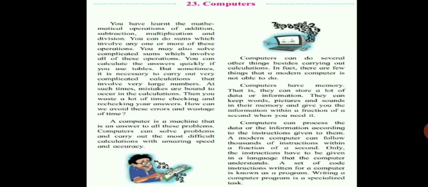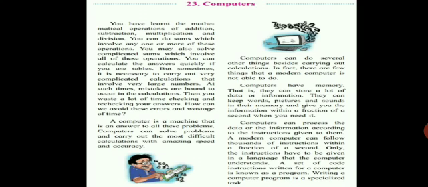A computer is a machine that is an answer to all these problems. Computers can solve problems and carry out the most difficult calculations with amazing speed and accuracy. Computers can do several other things besides carrying out calculations. In fact, there are few things that a modern computer is not able to do.